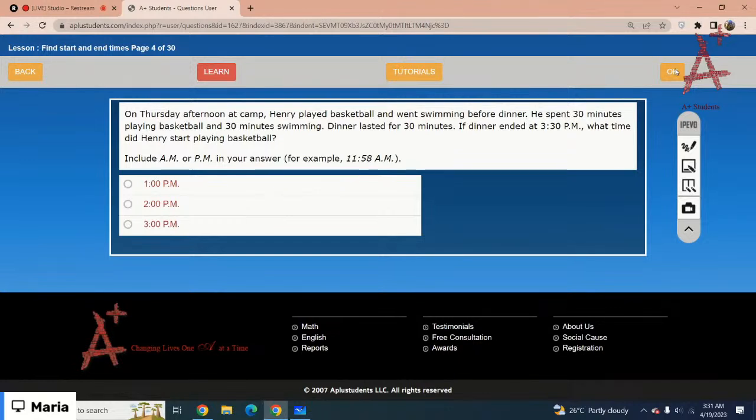So you have to go back 30 minutes and 30 minutes, 1.5 hours. So just subtract 1 hour and 30 minutes back. So that means it started at 2 p.m. Yes, that would be 2. Got it?